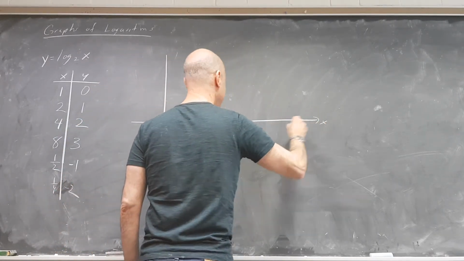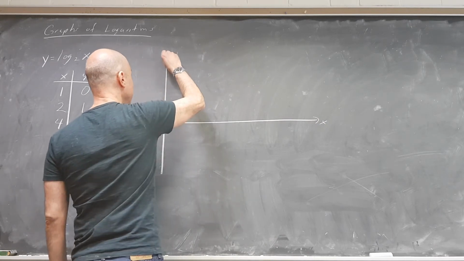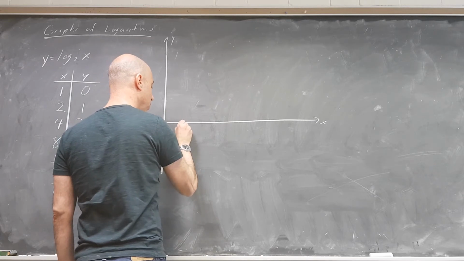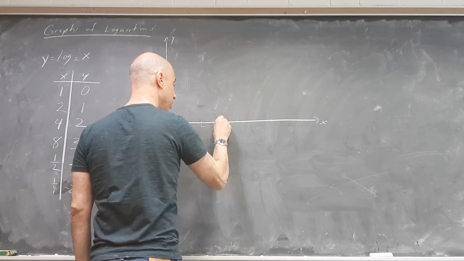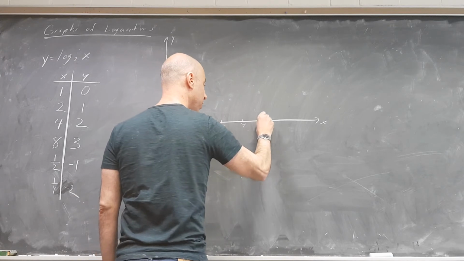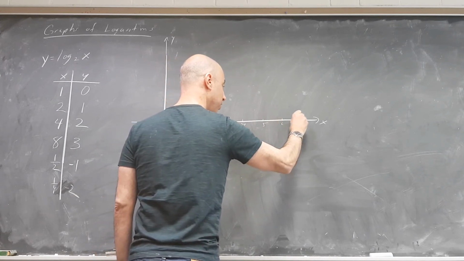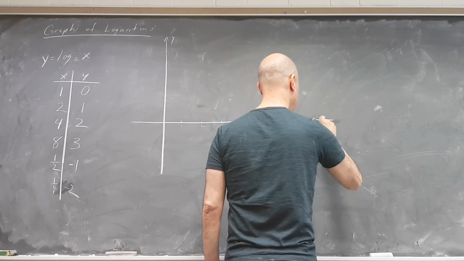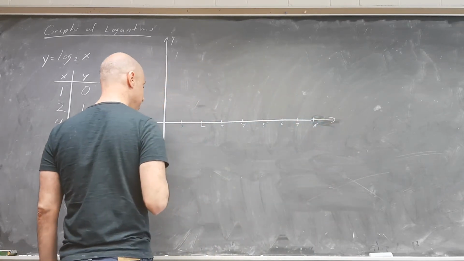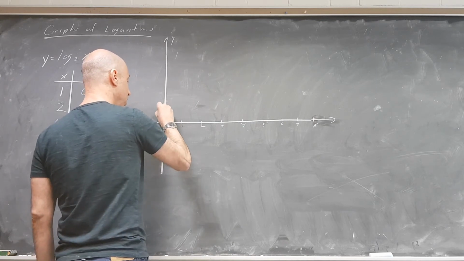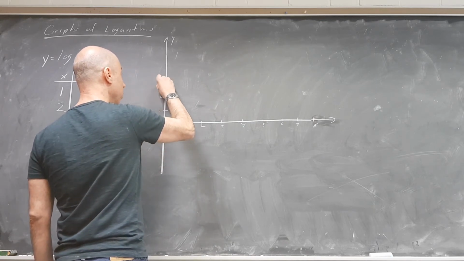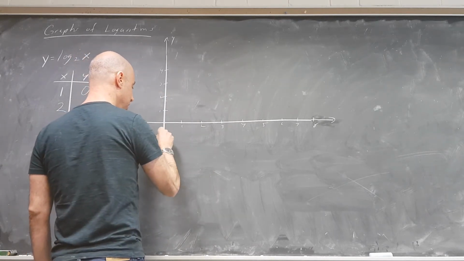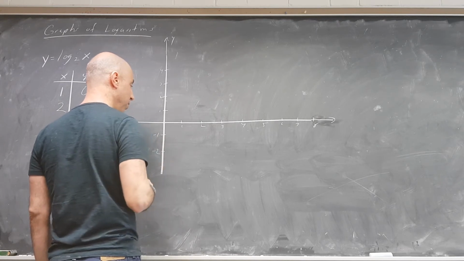So here's my x-axis, and here is my y-axis. So 1, 2, 3, 4, 5, 6, 7, 8. That ought to do it. For the x-axis, that's as far as I went. And 1, 2, 3, 4. I'm going to leave it there for now. -1, -2, and so on.